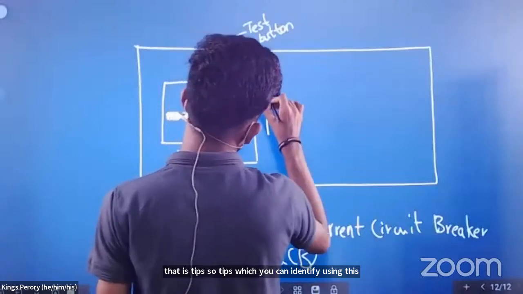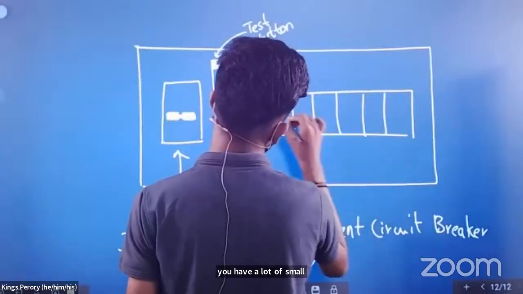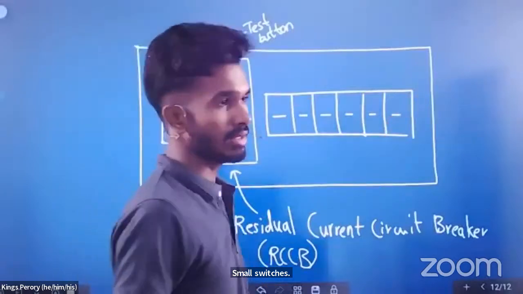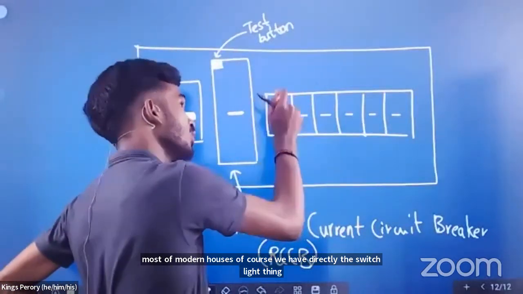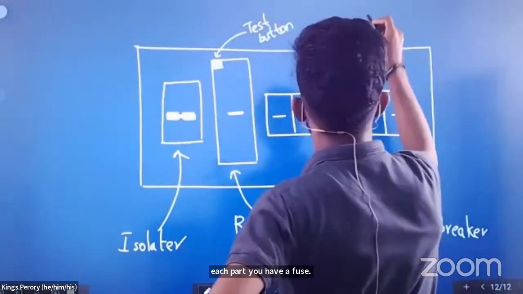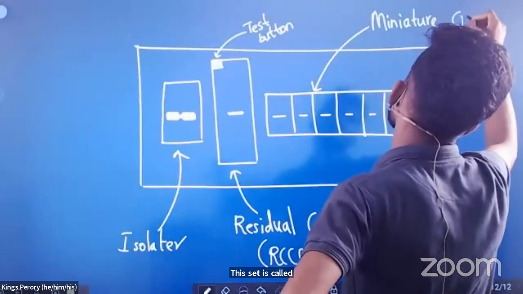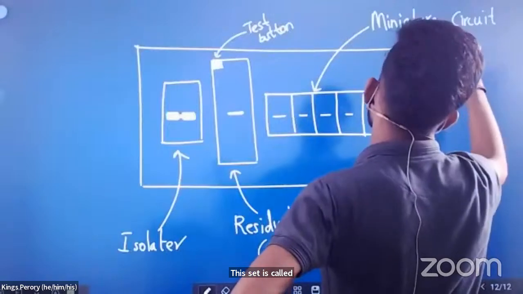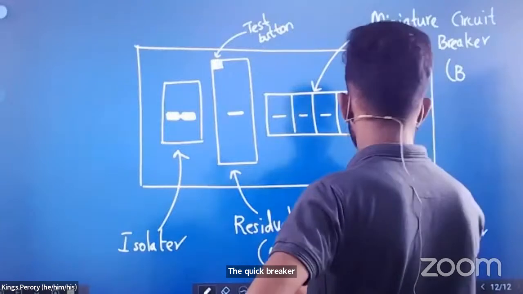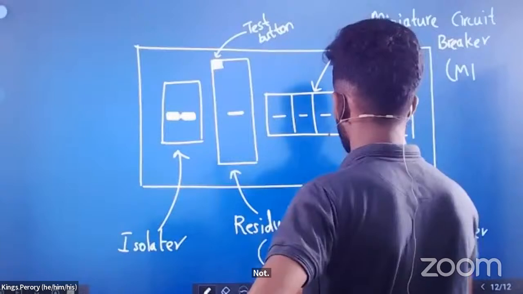After the trip switch, you have a lot of small switches. Distribution box. In modern houses, of course, we have directly the switch-like thing. In olden houses, you don't have switches, you have fuses. For each part, you have a fuse. This set is called miniature circuit breaker, short form MCB.